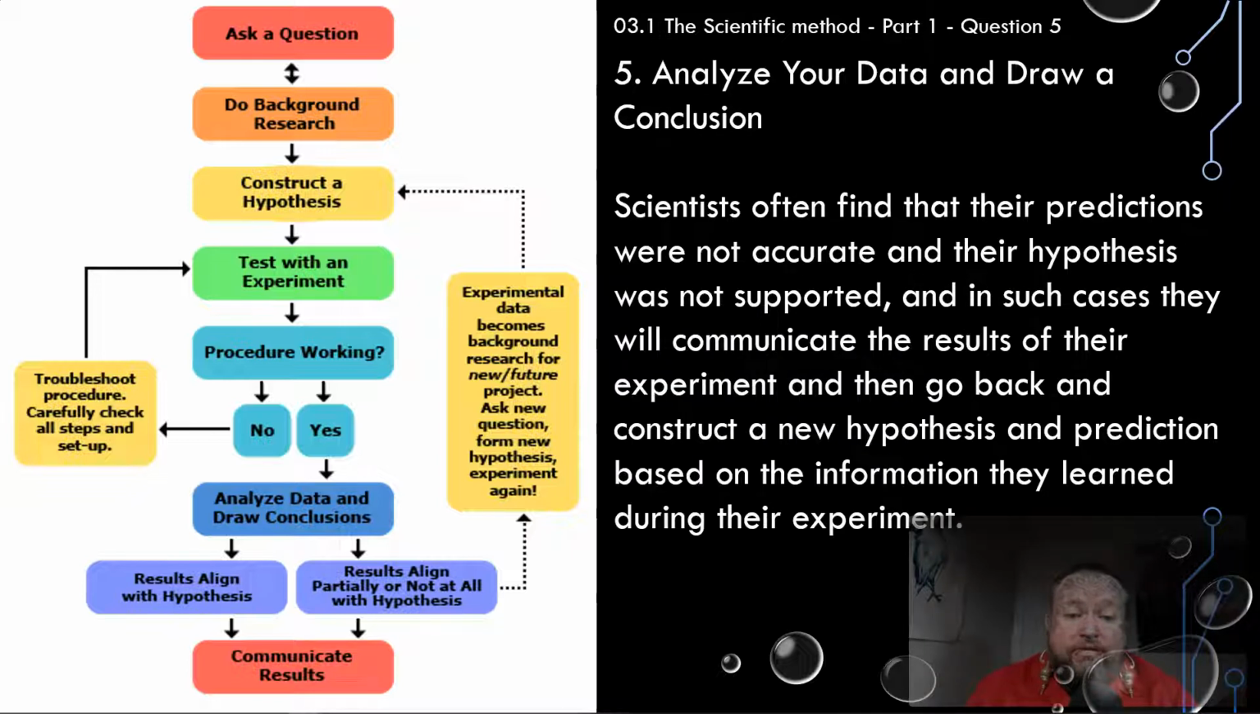So scientists often find that their predictions were not accurate, and their hypothesis was not supported. In such cases they will communicate the results of the experiment, maybe in an internal lab report, or you record it yourself. It doesn't mean it's the end result from there. It means, well, maybe that becomes more of my background research.